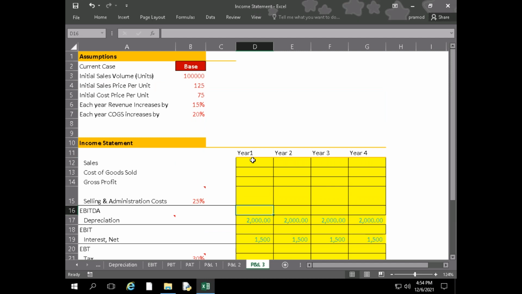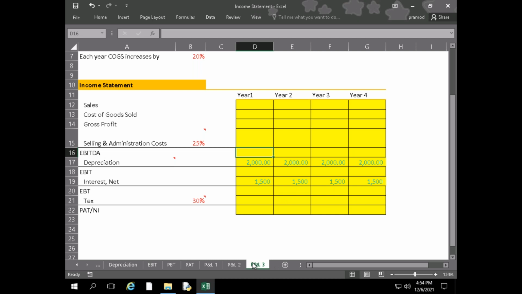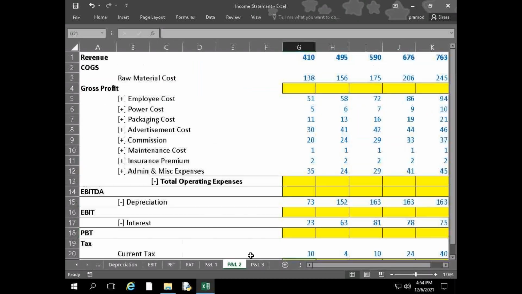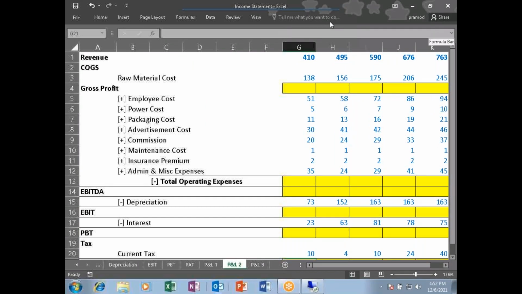First year we should take initial sales, sir. Then next year we should increase. Yes, correct. Okay, sir. Understood.